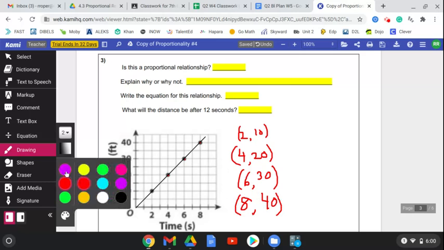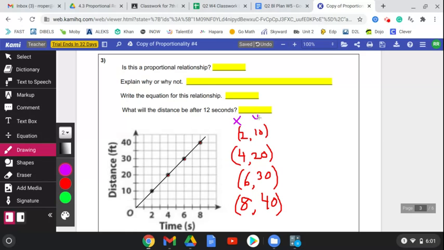And so like I did in the previous problem, I'll take my y values and divide them by the x values. So I have 10 over 2, 20 over 4, 30 over 6, 40 over 8. That is all 5, right? k would be 5. And so the equation is y equals 5x. What will be the distance after 12 seconds? Well, if I put 12 in for x, 5 times 12 is 60. And so I would expect that on the x-axis, if I had 12, say, right here, I would go up to 60, and it would be on the line.